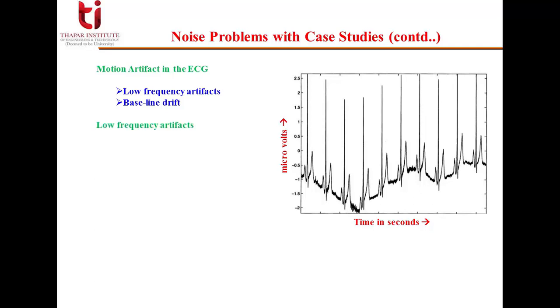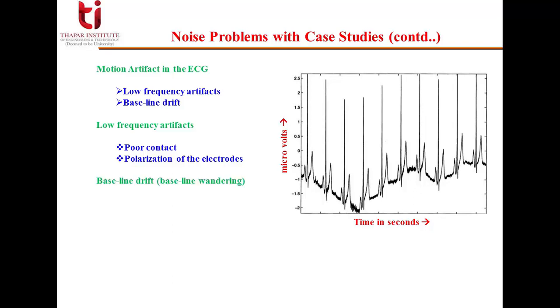Also, these are caused by poor contact. It is caused in chest lead ECG signals by coughing, breathing, or large movement of the chest, or when an arm or leg is moved in limb lead ECG. So we can say that poor contact causes low frequency artifacts. Also, the polarization of the electrodes contributes to these low frequency artifacts.